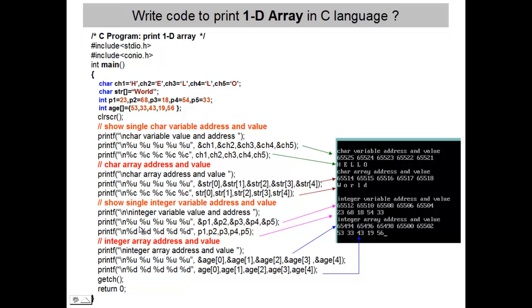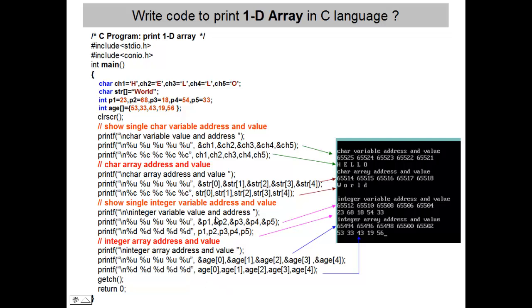First, the format specifier for the address is %u, because the size is 2 bytes. So address of p1, p2, p3 like this. This value is shown after outputting: 65,512. Now next 10, 8, 6 and 4. So there is a 2 byte difference here. Now for the value this time I am using the integer, so use %d. The values of p1, p2, p3, p4, p5 are 23, 68, 18, 54, 33.